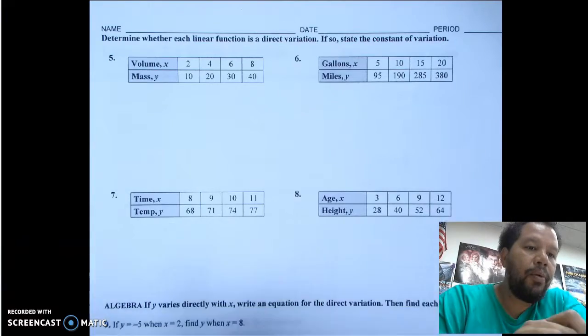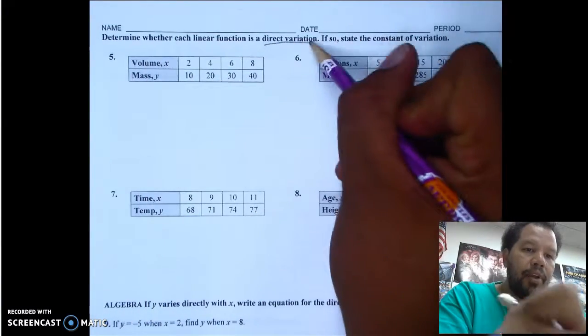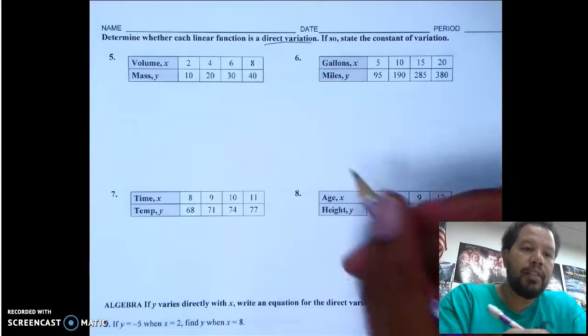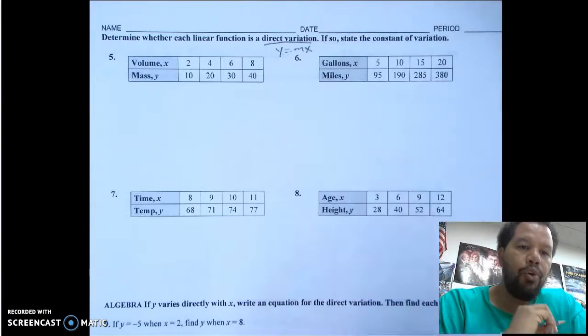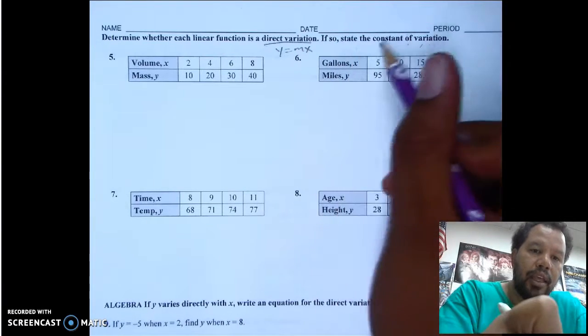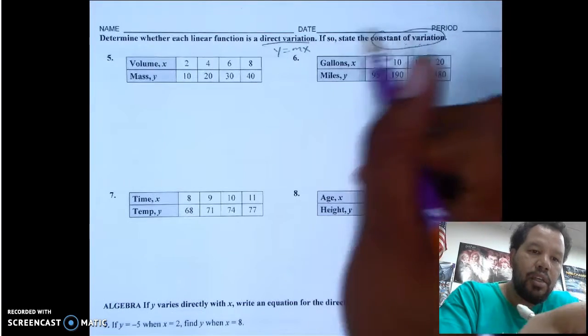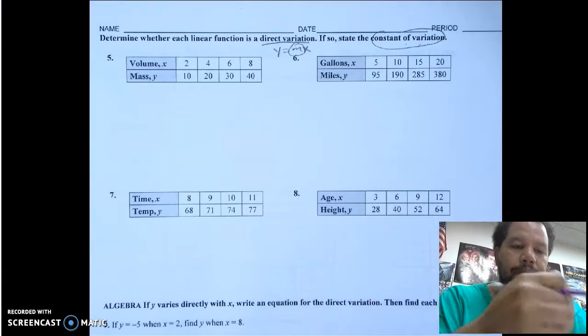Okay, in this section, we want to determine whether each linear function is direct variation. So we want to know, does it fit the y equals mx form? If so, then we can state the constant of variation. And the constant of variation is this m right there. So we just got to figure out what m equals.